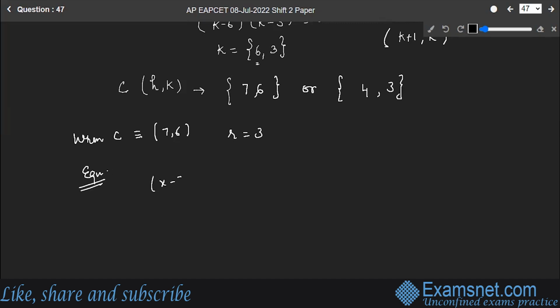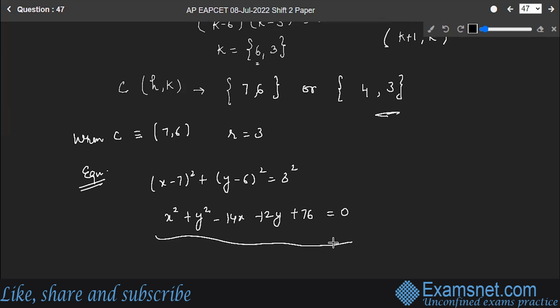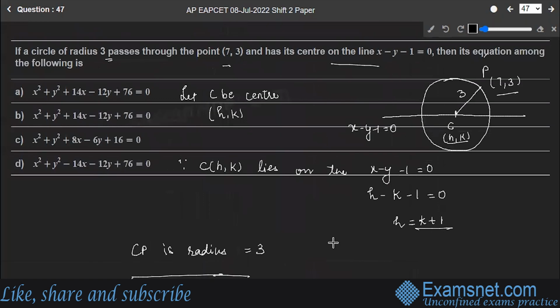Equation will be equal to (x minus 7) square plus (y minus 6) square is equal to 3 square, or x square plus y square minus 14x minus 12y plus 76 is equal to 0. Similarly, we can frame the equation for (4, 3) also. But fortunately, we have this as one of our answers. That is option C. So we already got our answer. No need to solve for the second one. Option D is the answer to our problem. Correct? Hope you're clear with this.